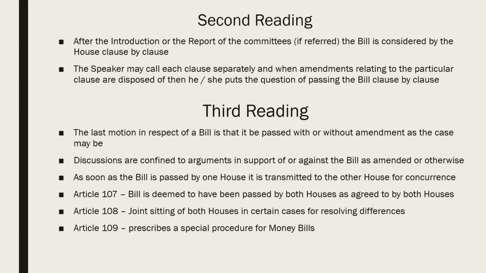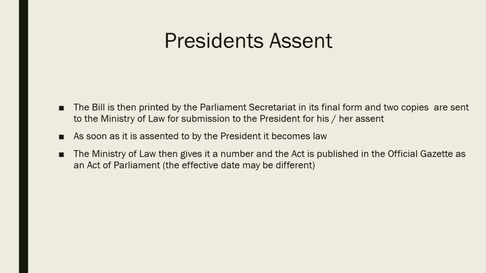Now coming to the President's assent. And so, of course, we come to the last part of this video, and that is the President's assent. So finally, the bill is then printed by the Parliament Secretariat in its final form, and 2 copies are sent to the Ministry of Law for submission to the President for his or her assent. Now, as soon as it is assented to by the president, it becomes law. The Ministry of Law then gives it a number, the number that we see on the acts, okay? And the act is published in the official gazette as an act of parliament. Of course, the date of its operation may be different. I hope you remember this particular aspect, right?